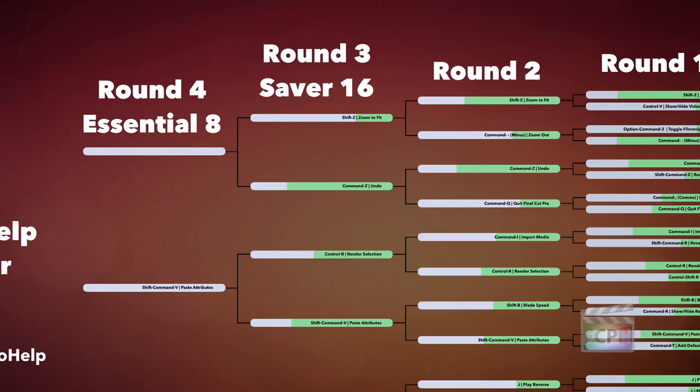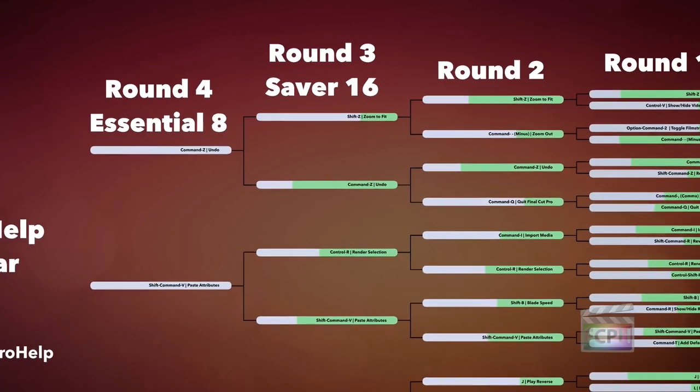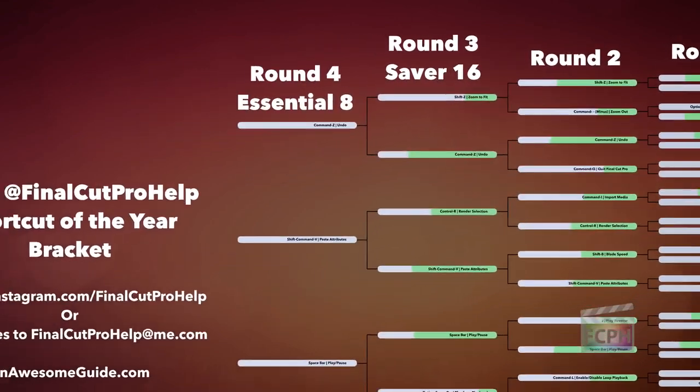So that is how everything played out in round three, the Saver 16, time Saver 16, right? I don't know. Names are last minute. Please, if you got better ideas for these names, I'll change them for next year and get something better on here. But those are the eight shortcuts that are essential eight shortcuts, which is round four.